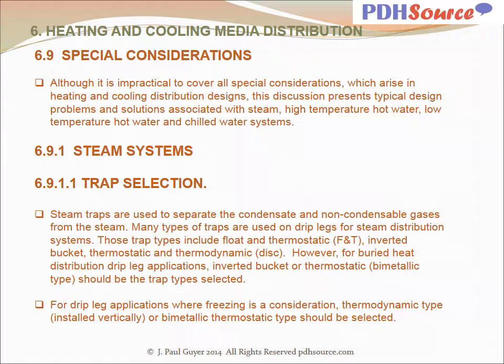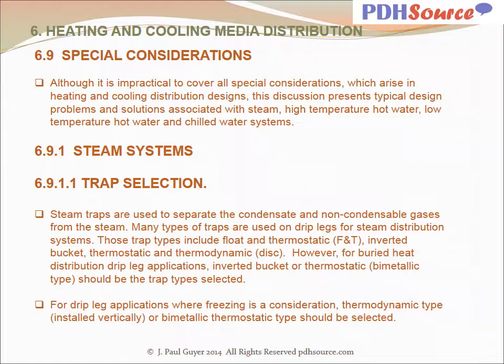Although it's impractical to cover all special considerations which arise in heating and cooling distribution designs, this discussion presents typical design problems and solutions associated with steam, high temperature hot water, and low temperature hot water and chilled water systems. First, steam systems. Trap selection. Steam traps are used to separate the condensate and non-condensable gases from the steam.